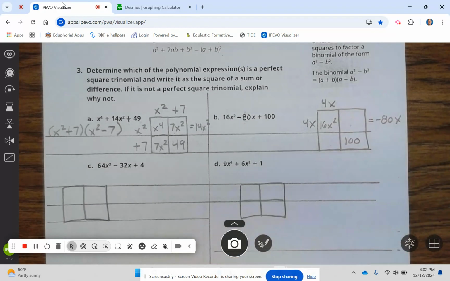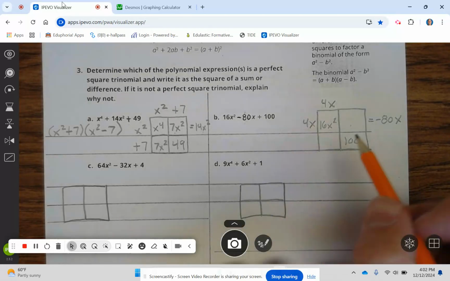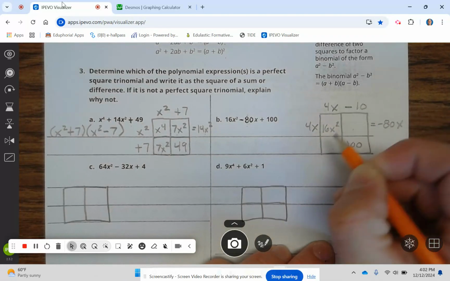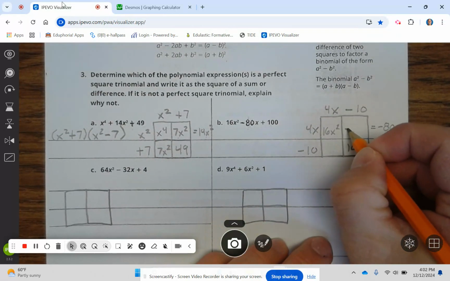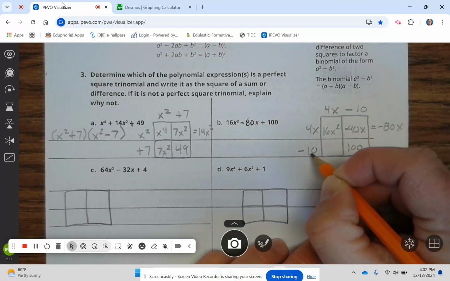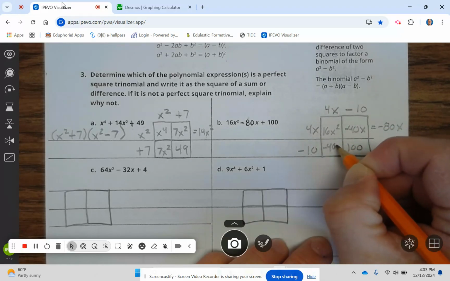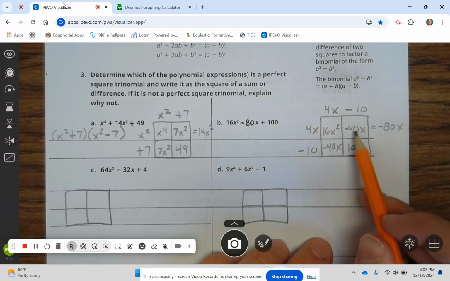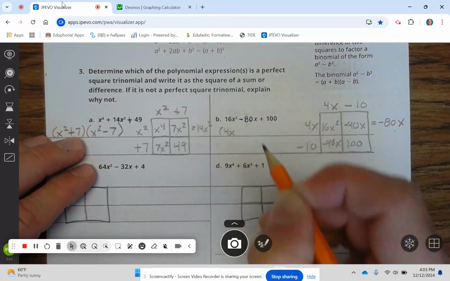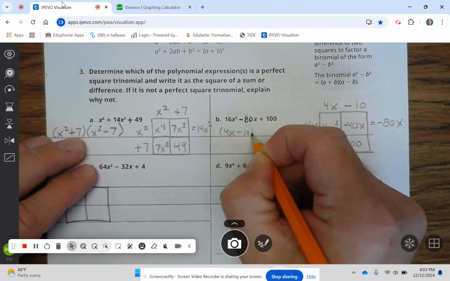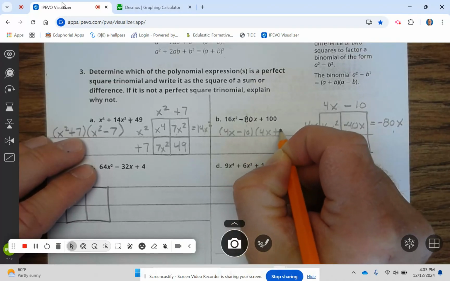Okay, we want the same number. So to get 100, let's use minus 10 and minus 10. So 4x times negative 10 is negative 40x. Negative 10 times 4 is negative 40x. Negative 40 and negative 40 combine to be negative 80. So this factors to be 4x minus 10 times 4x plus 10.